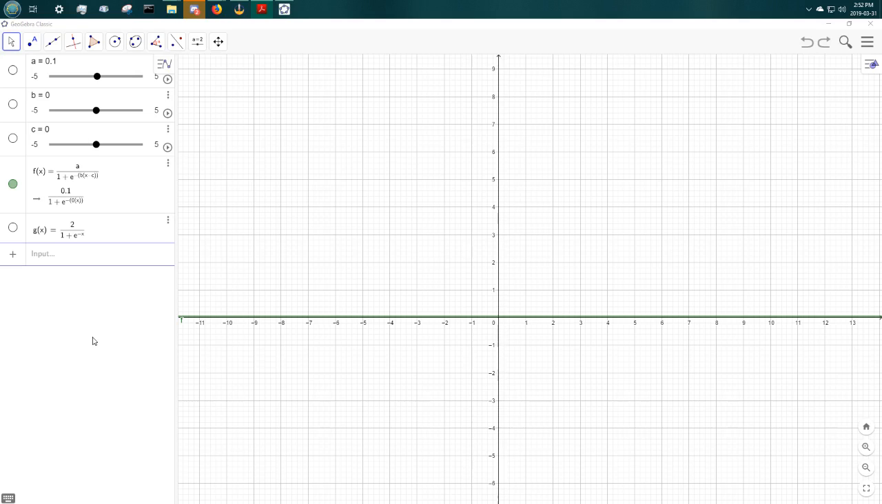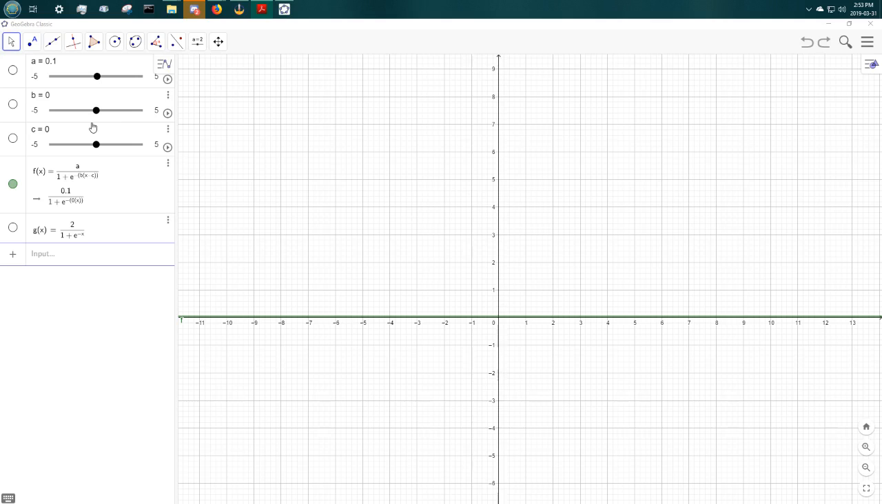We have 3 parameters, a, b, and c. These are our parameters, or as they're commonly called, our variables. A variable is a number that will equal something in the formula, in our form of f of x down here. So we're going to take a look and see which one does what.